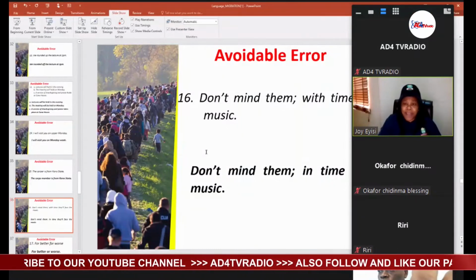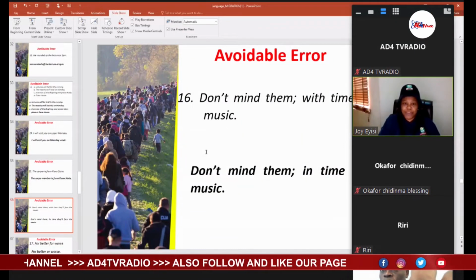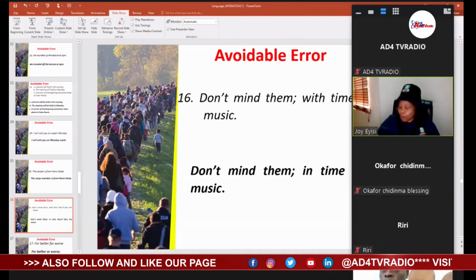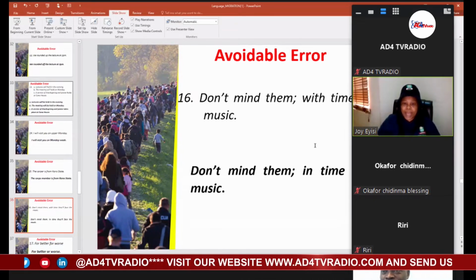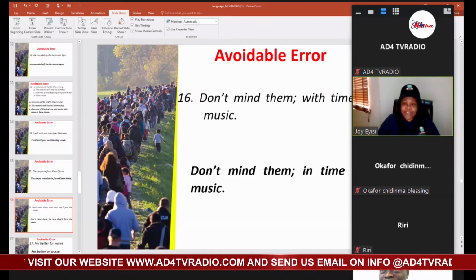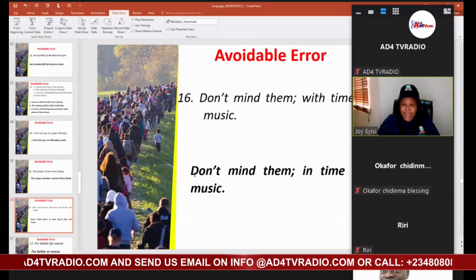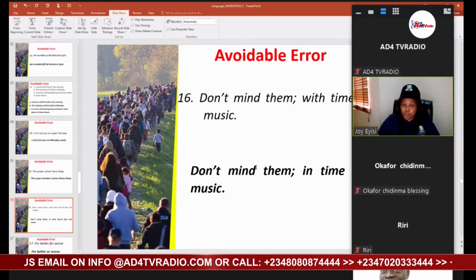Don't mind them. With time, they will face the music. I had this one this afternoon, so I included it. What we say in good English is not with time. The right thing is in time. Don't mind them. In time, they will face the music.